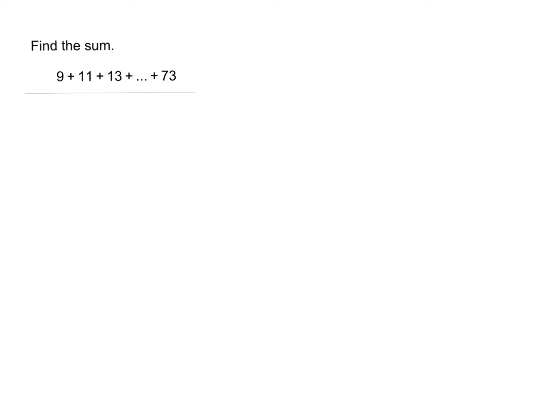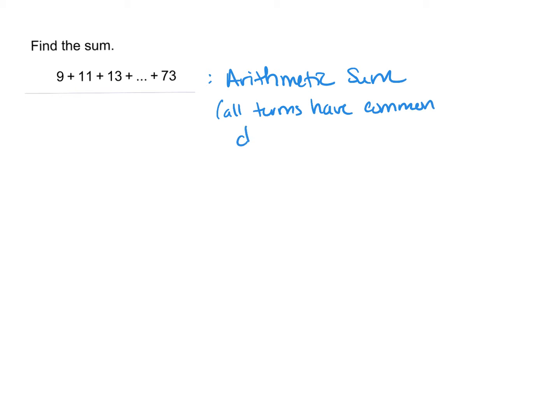So what I notice is this is what we would call an arithmetic sum, which means that all of the terms have a common difference, which we usually use the letter D for. To find that D, we would go 11 minus 9 is 2, which is the same as 13 minus 11, which is also 2. So the common difference D in this case is 2.